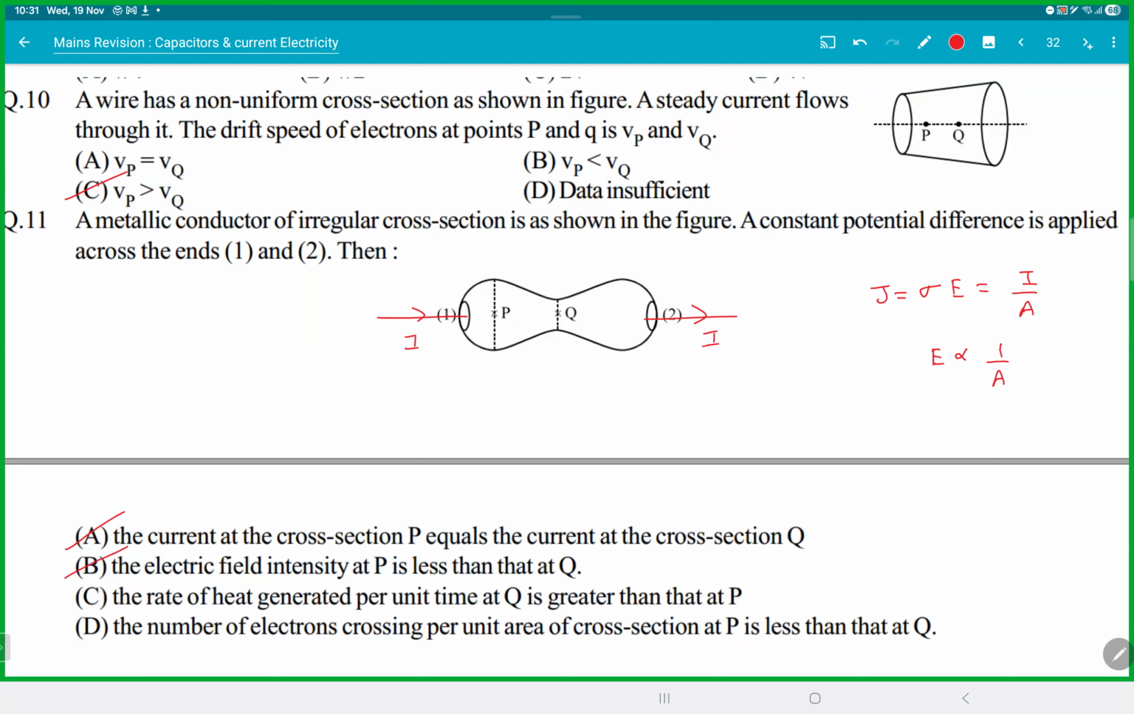What about the heat produced? Heat generated per unit time, heat per second, is nothing but I square R. Now, resistance of a small segment: if you take a small cross section dx, the resistance will be rho dx by area of cross section. So heat is also proportional to 1 by area. Means thinner cross sections will produce more heat per second compared to the thicker cross sections.